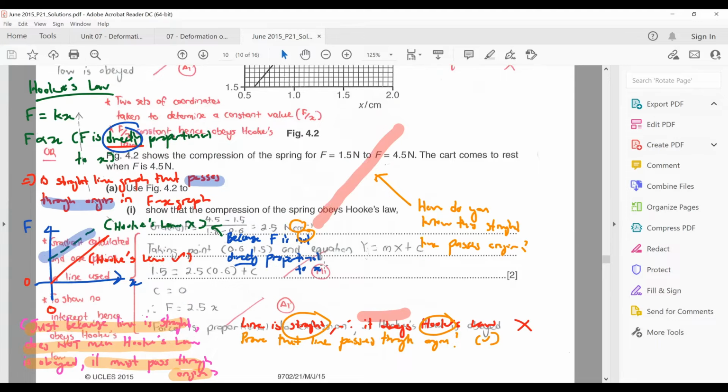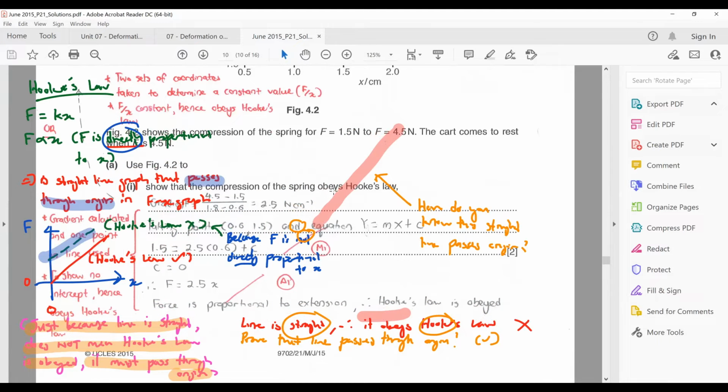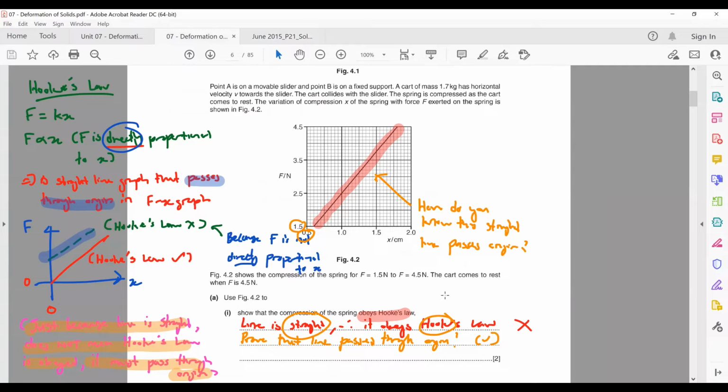Okay, there's one way of doing this. This one I think is already obscure. Okay, this one let me just show it here. How do you prove that the line passes through origin? Okay, so this one is the working. The answer is this one. And this one is the answer. This is the actual answer.